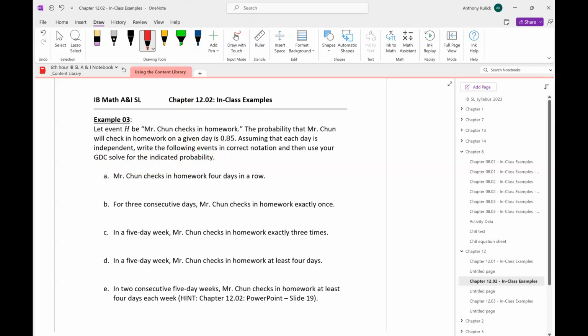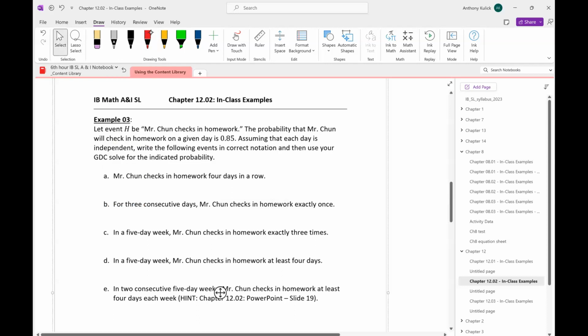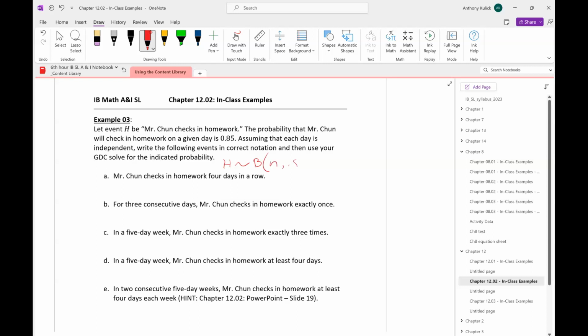Okay. So Part A says Mr. Chun checks in homework 4 days in a row. So that'd be like 0.85. No. So this is a binomial experiment. So we'd want to start by writing this.